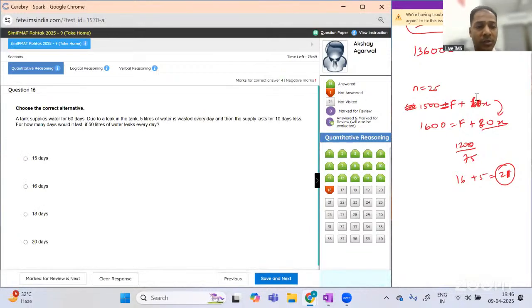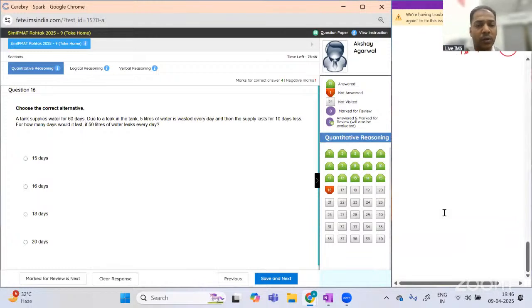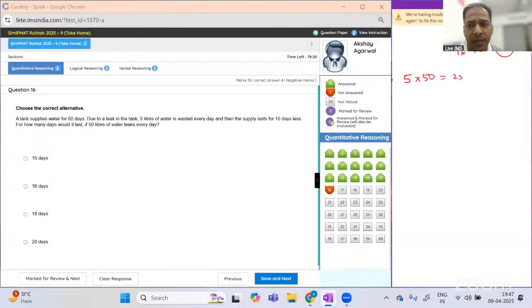A tank supplies water for 60 days. Due to a leak in the tank, 5 liters of water is wasted every day, and then the supply lasts for 10 days less. So whatever was wasted over the 50 days, 5 liters into 50 days, is 250 liters. That is the supply which would basically suffice 10 days. So 250 liters in 10 days, the daily usage is 25 liters per day.